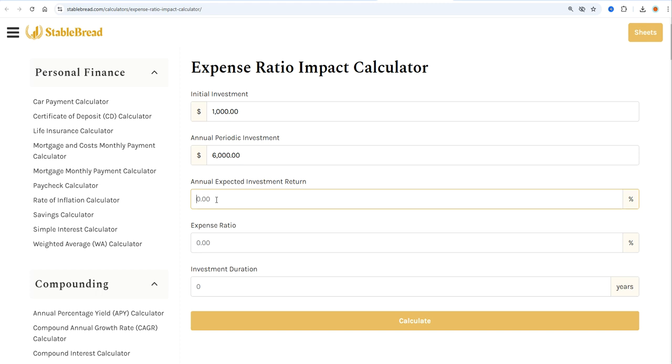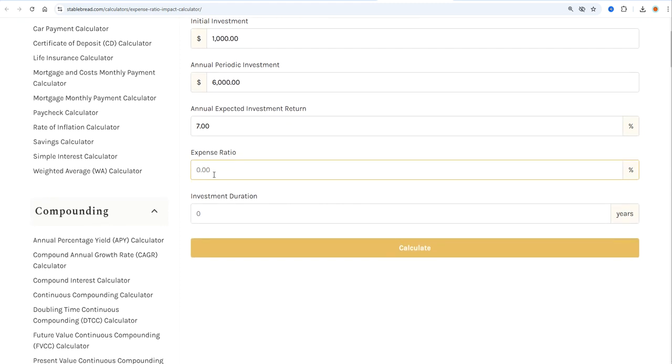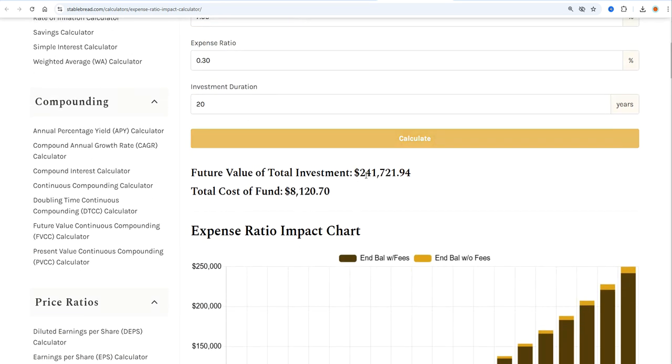For the annual expected return, let's go with the lowest. The S&P 500 will return 7 to 10%. Let's just say 7%. The expense ratio was 0.3, and say we're doing this for the next 15 years. Now let's go with 20 years and see what happens. This is our investment after 20 years, and this is how much you would have paid.